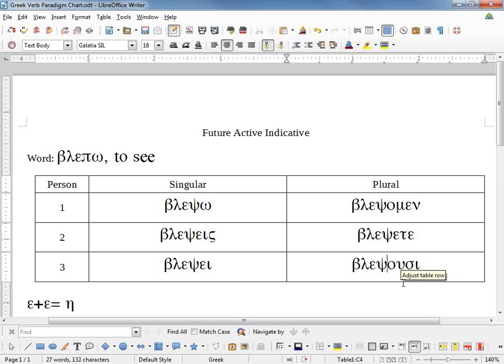And so we have here the pronunciation: blepso, blepseis, blepsei, blepsomen, blepsete, blepsousi. Now if you wish to write this down, go ahead. But this is what occurs with the future active and the future middle passive because of that sigma.